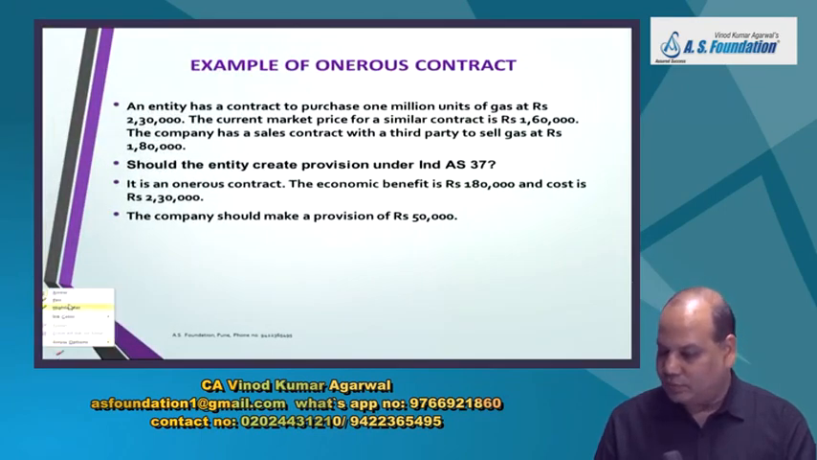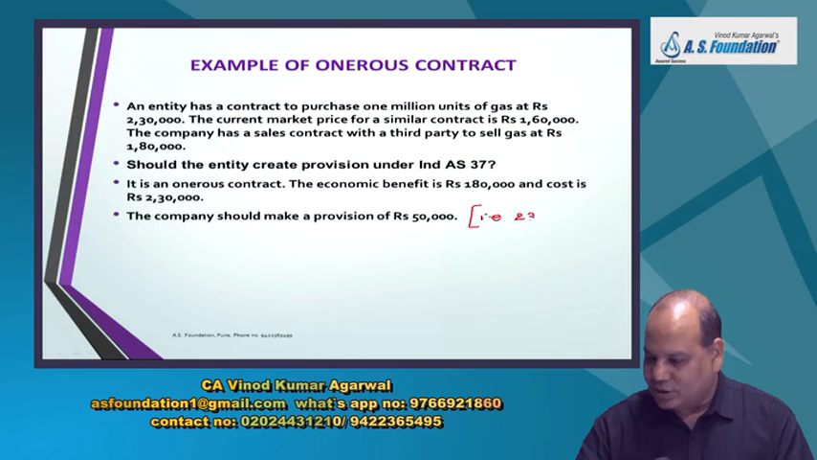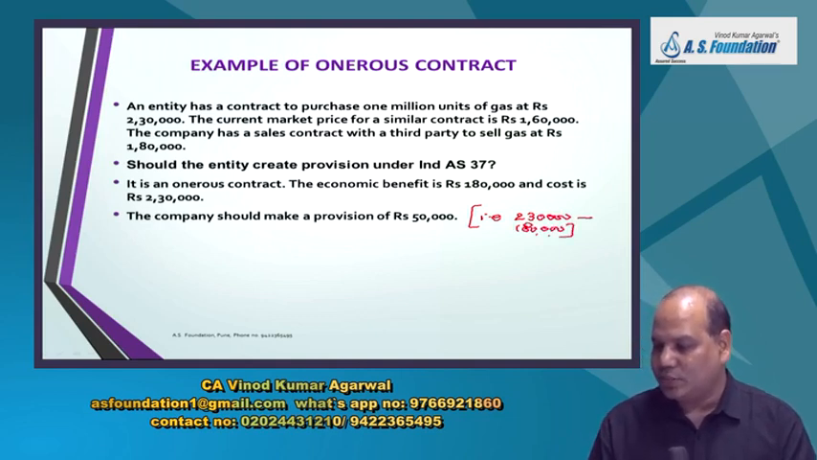Now, why 50,000? Write in bracket. That is 2,30,000 minus. We will take 1,80,000 because we can sell it for 1,80,000 to a third party. There is a sales contract also.